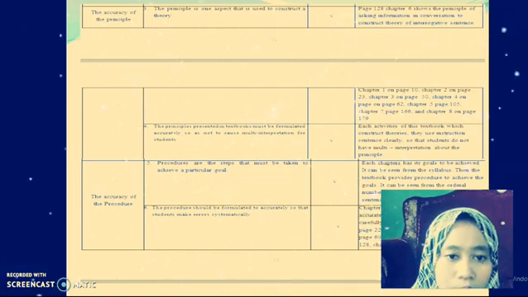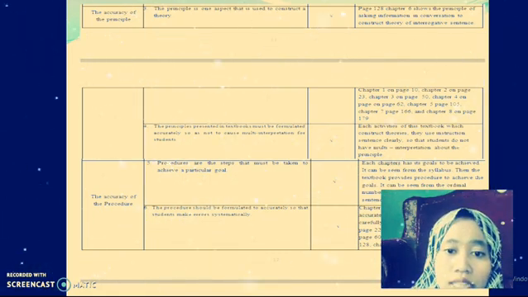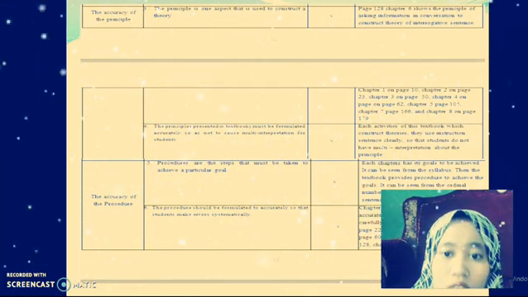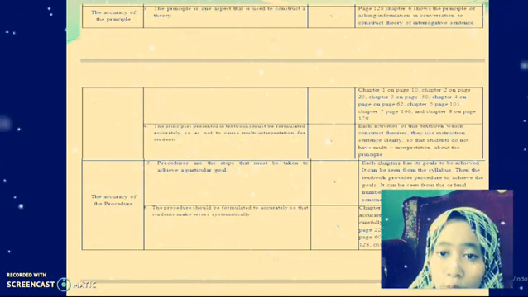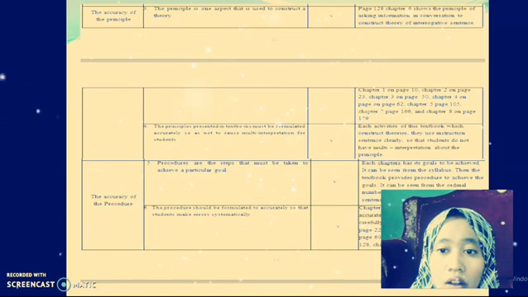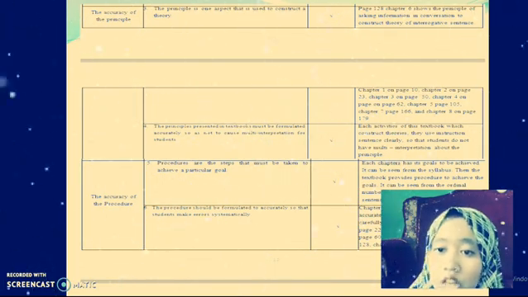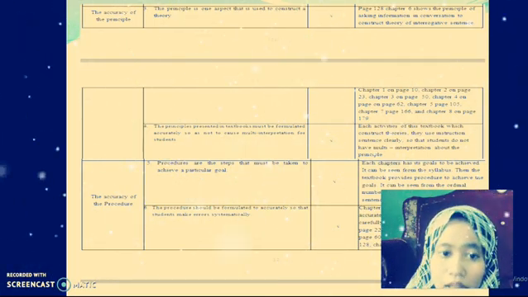And the third indicator is that the principle presented in the textbook must be formulated accurately so as not to cause multi-interpretation for students. This indicator is fulfilled by seeing each activity of this textbook which constructs theories. Many theories use instruction sentences clearly so that students do not have multi-interpretation about the principle.